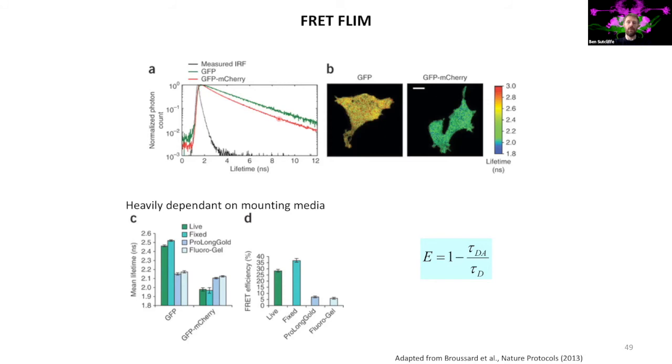However, you can seriously reduce your FRET efficiency if you mount your fixed samples in the wrong type of mounting media. So here you can see that live cells work fine, fixed cells seem to be fine, but then if you mount them in ProLong Gold or Fluorogel, you get a massive drop in the FRET efficiency, so it's not ideal.